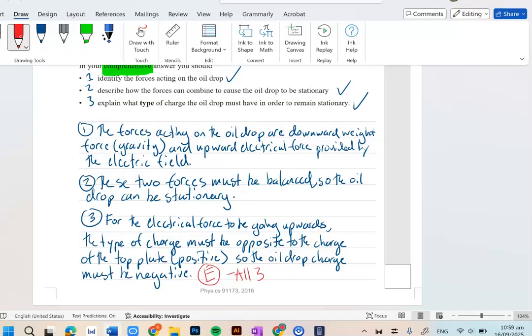Merit is identifies the forces and the forces must be balanced, so the oil drop is stationary. So merit is 2 points. And achieved is just identifies the 2 forces, or any one of them. So achieved is any point.